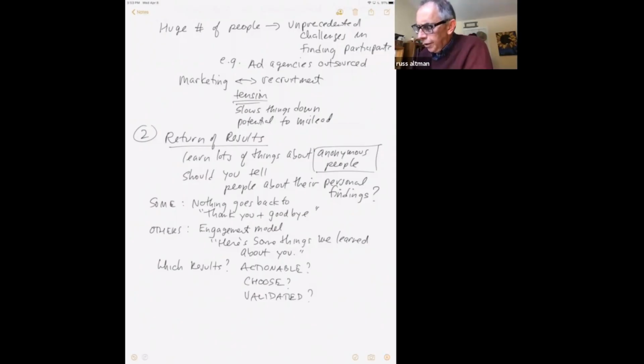Just to be very clear, we're talking sometimes about a genome test that may find that you are at risk for a terrible neurodegenerative disease later in life. And for the ones who say thank you and goodbye, they will not tell those people that they learned this very important thing about their future. Whereas with the engagement model, they might tell them. And the question is, how bad does it have to be? And what are the rules for when you tell them versus when you don't tell them?